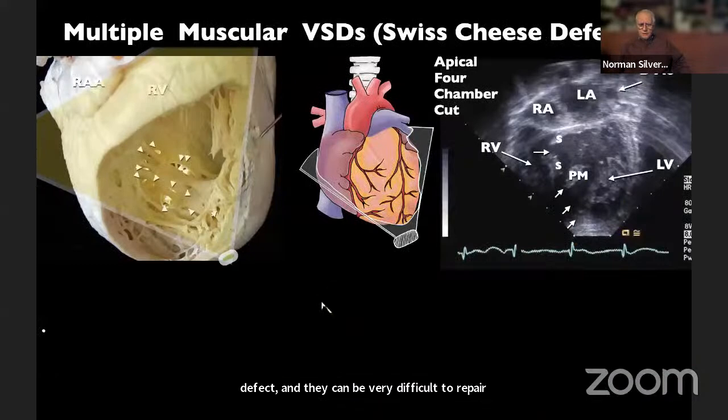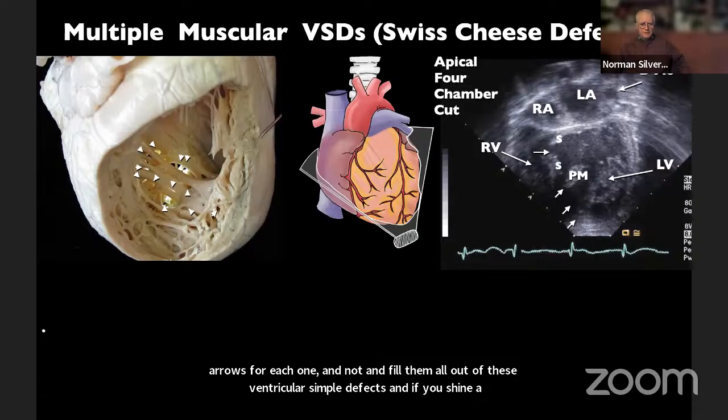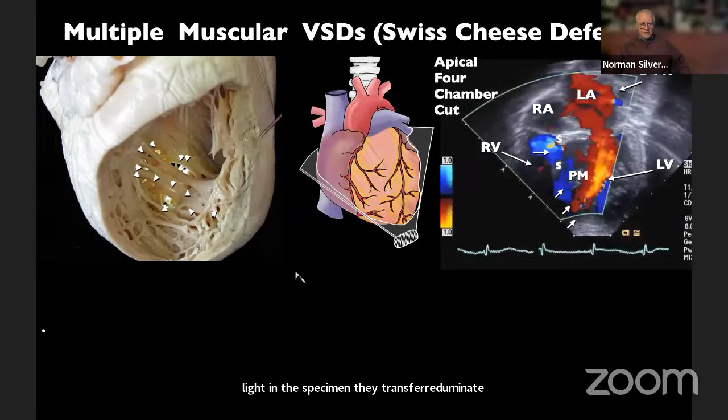Now, the Swiss cheese ventricular septal defect, or multiple ventricular septal defect, is beautifully shown with this transilluminating picture of Diane Spicer with a 4-chamber cut displayed across it. And you can see I put arrows for each one, and I didn't fill them all out, of these ventricular septal defects. And if you shine a light in the specimen, they transilluminate beautifully. So let's take that off there.